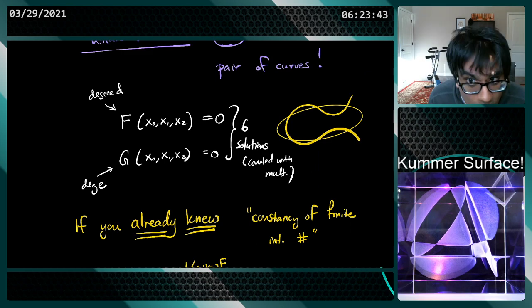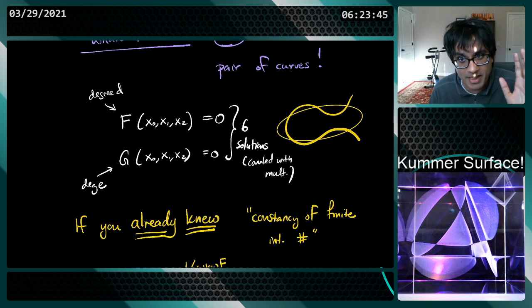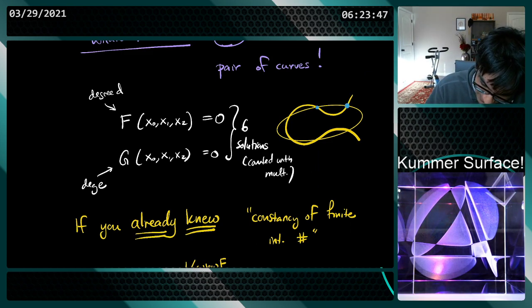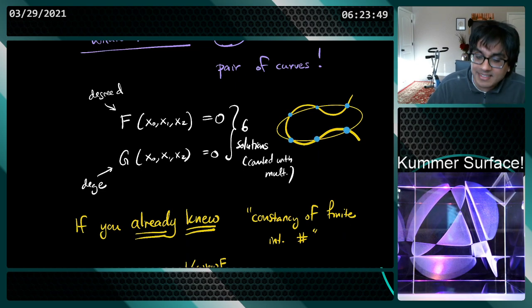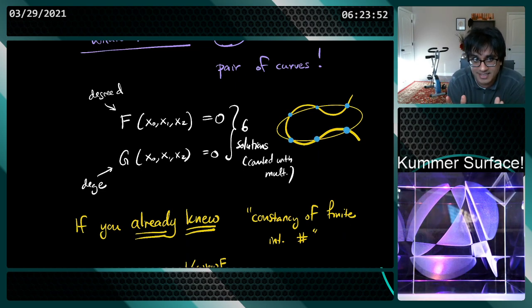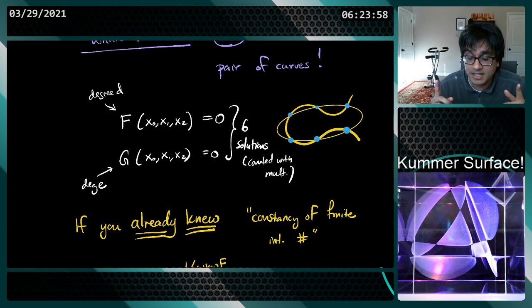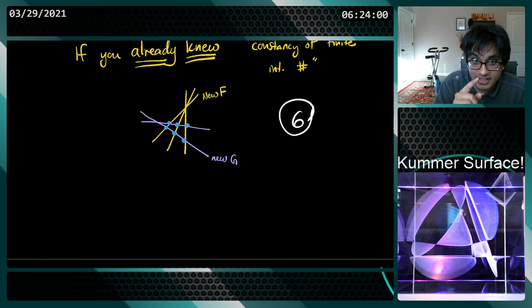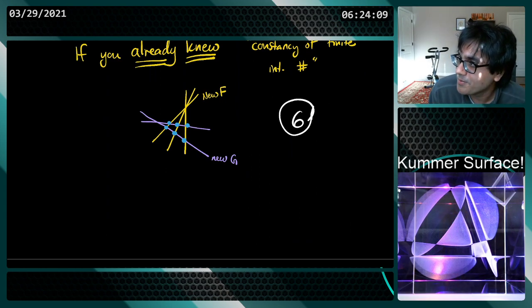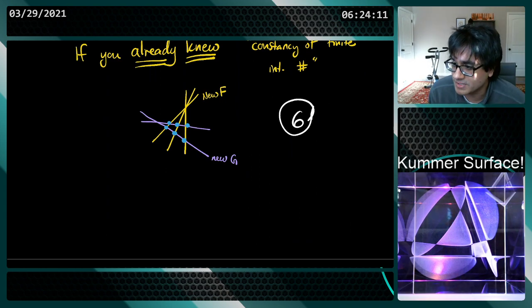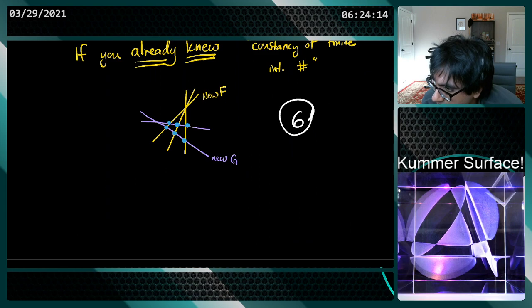It doesn't tell you the locations or anything. It tells you how many. So the fact that the number is constant is marvelous. It's crazy. It's saying that this has 6 intersection points because this one has 6 intersection points. There's a constancy, counted with multiplicity, for the number of intersection points between two curves in P2. All right?